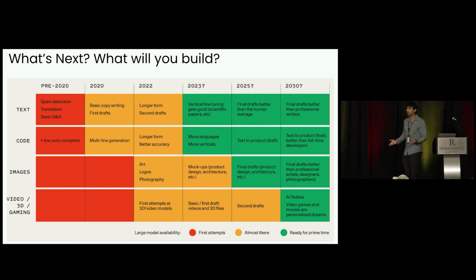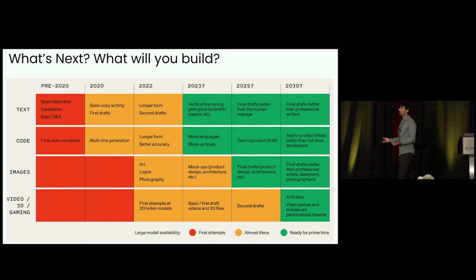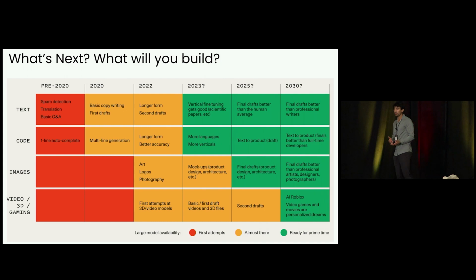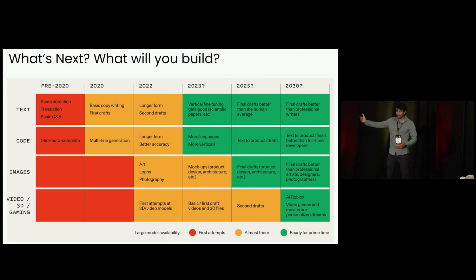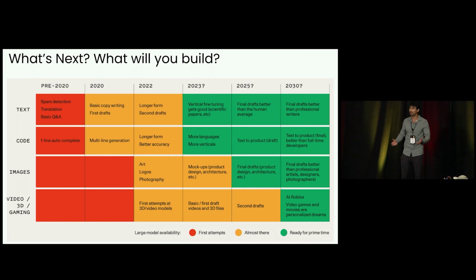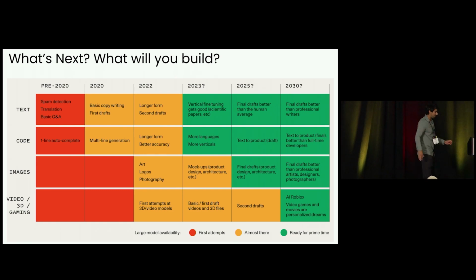What will you build? What will you deploy? Right? What's gonna happen in 2030? Are video games and movies and personalized dreams gonna be part of our generative AI apps? Somewhat scary, somewhat exciting. Anyway, thank you, everyone.